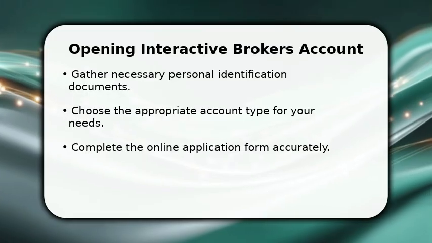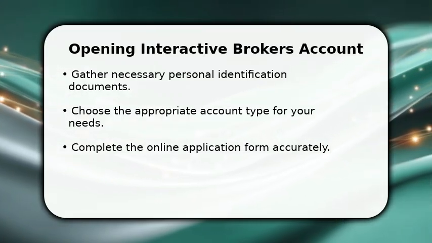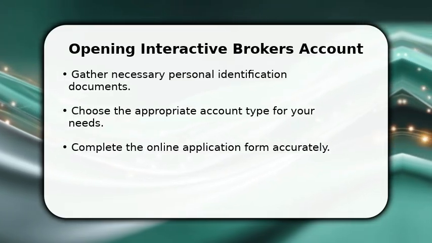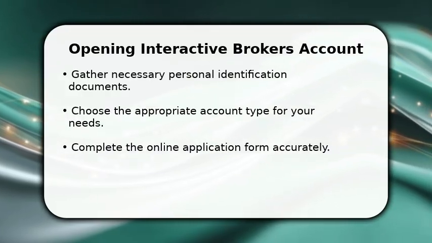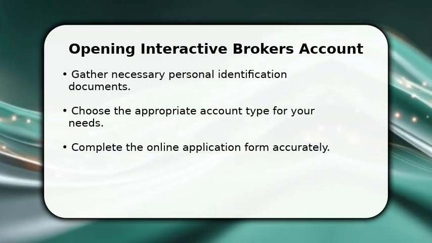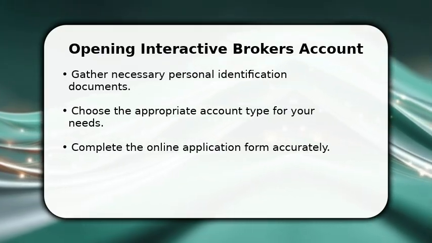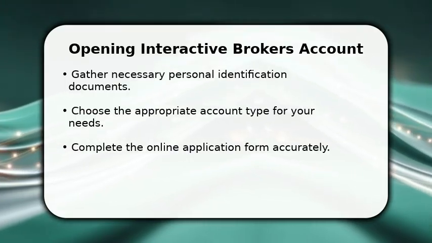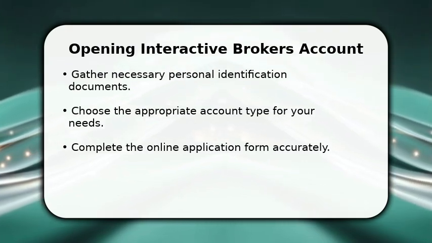In this video, I will explain how to open an Interactive Brokers account. First, ensure you have your government-issued ID and proof of address ready. Next, decide if you need an individual, joint, or corporate account. Then, navigate to the Interactive Brokers website and begin the online application process. It's a straightforward process, but having your information organized beforehand will make it much smoother. We'll walk through each step together.